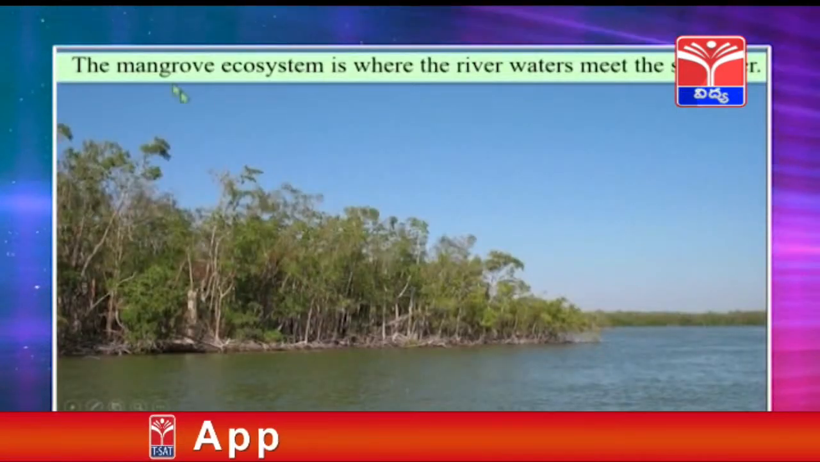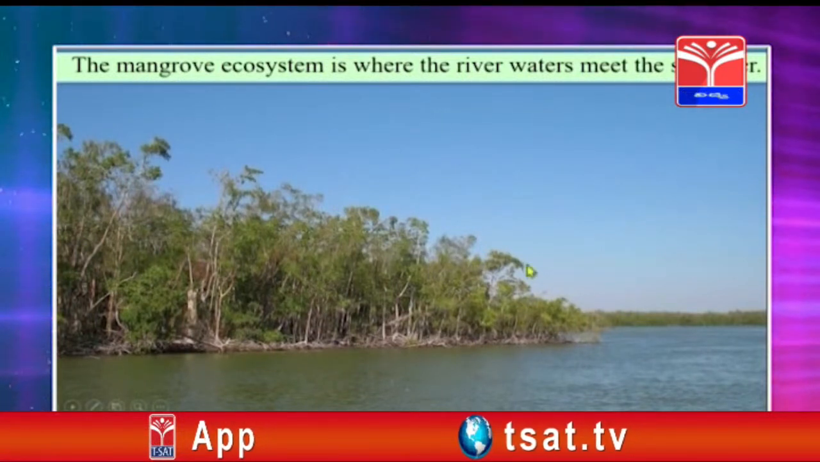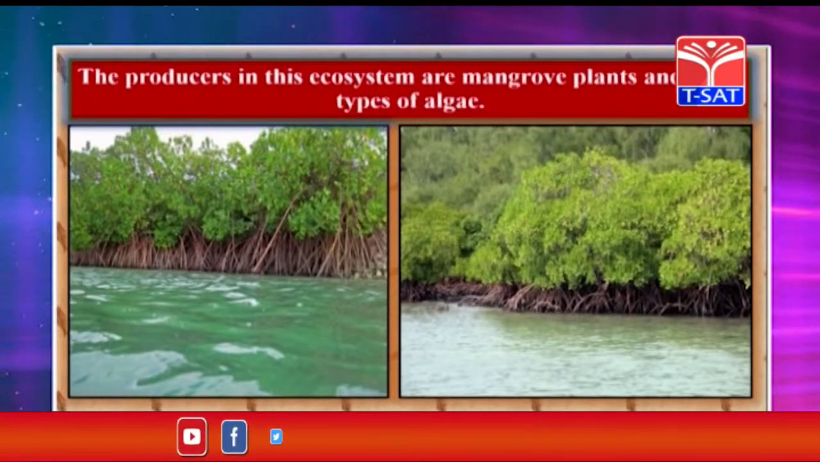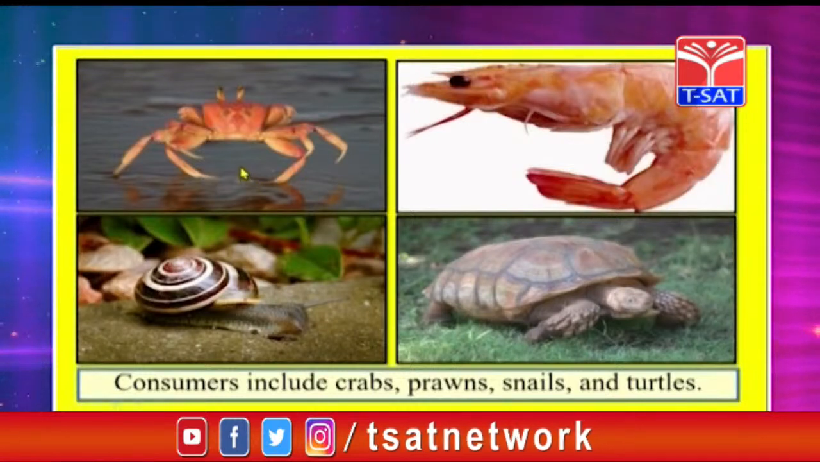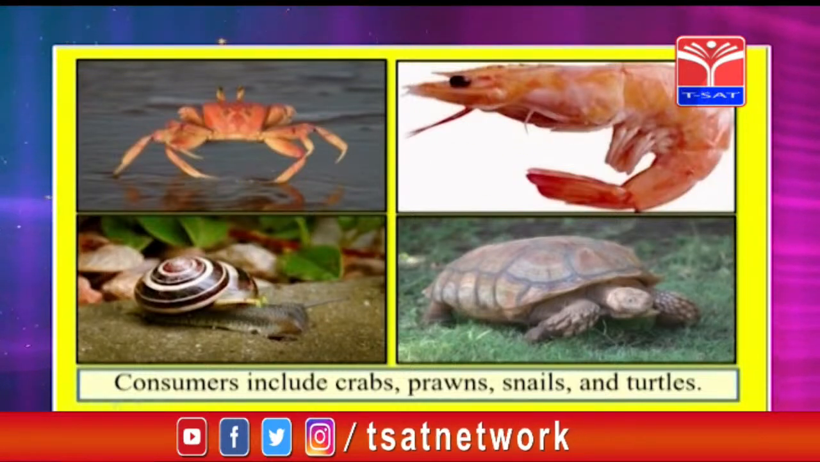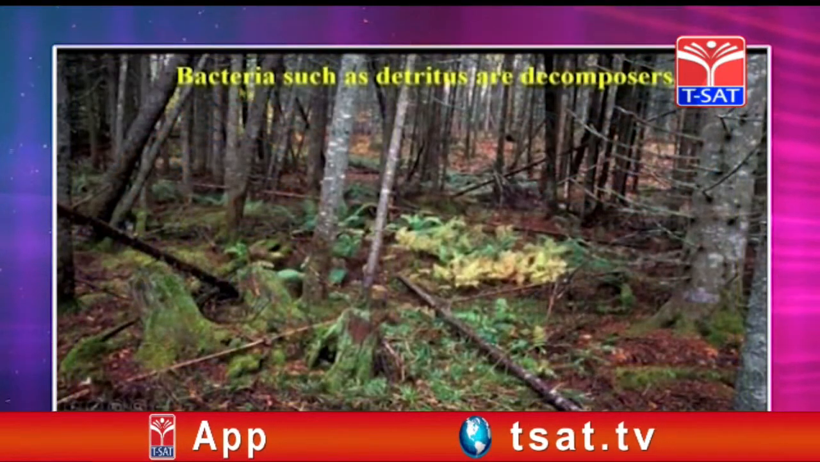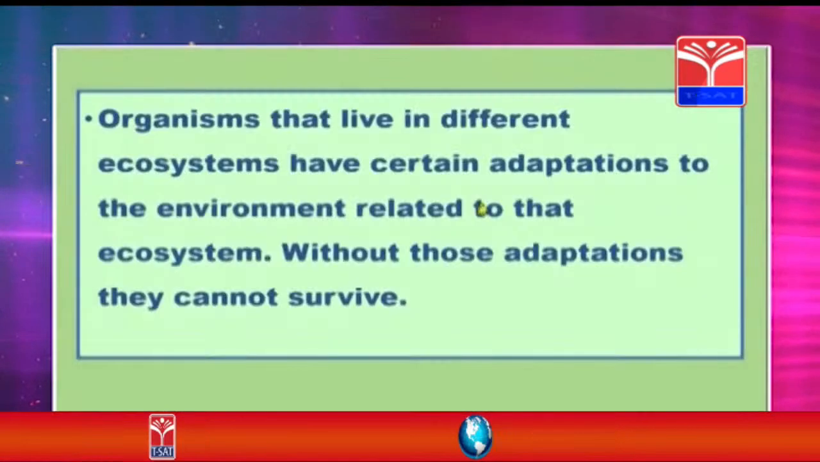The mangrove ecosystem is where the river water joins with the sea water. So the producers in this ecosystem are mangrove plants and some types of algae. Consumers include crabs, prawns, snails and turtles, whereas bacteria such as detritus feeders are decomposers.